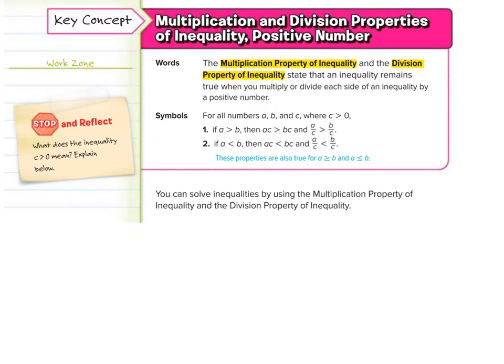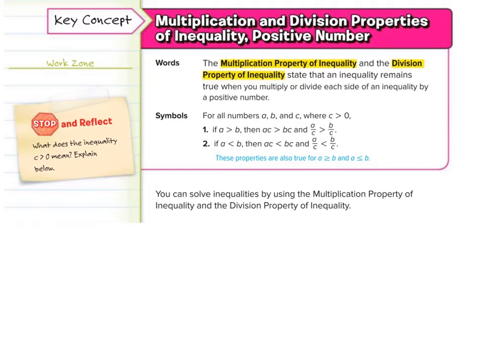So the symbols: for all numbers a, b, and c, where c is greater than 0, if a is greater than b, then ac is greater than bc, and a over c is greater than b over c. If a is less than b, then ac is less than bc, and a over c is less than b over c. These properties are also true if a is greater than or equal to b and a is less than or equal to b. You can solve inequalities by using the multiplication property of inequality and the division property of inequality.